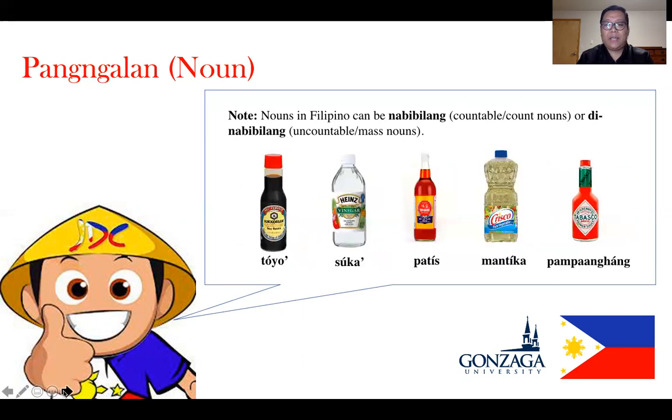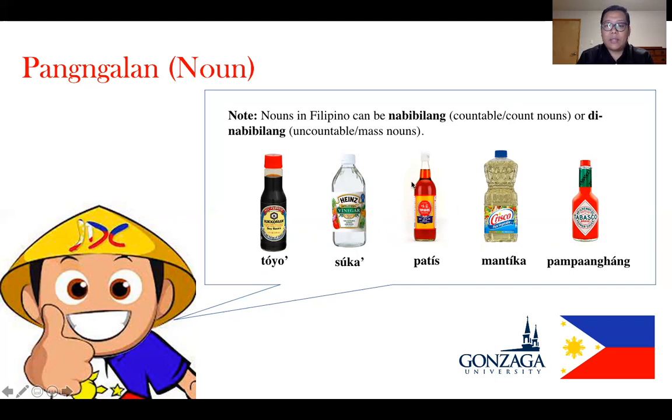Next one, we have other condiments that we use in our kitchen. So for soy sauce, we call this toyo, toyo. Okay, there's a glottal stop here on the last syllable. Vinegar, we call it suka. Do not say suka with the wrong ending because it has a different meaning. It's like puke or vomit. But if it's vinegar, you say suka. So you really have to emphasize the glottal stop on the last syllable.